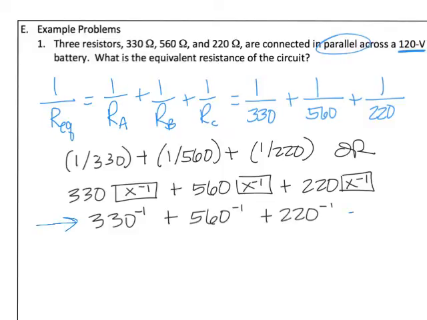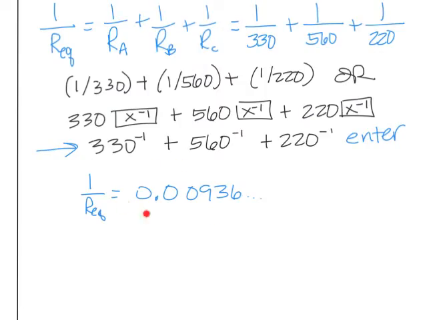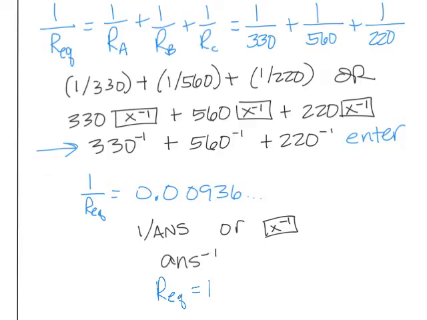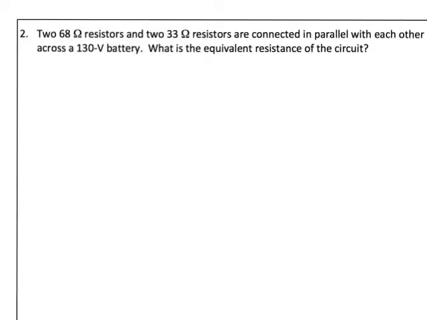And then when you hit enter, you're going to get a decimal. And remember that this decimal number is actually equal to 1 over the equivalent resistance, so we do need to take the inverse again. You could do 1 divided by the answer, or you could simply hit that x to the minus 1 key and your screen would show up as answer to the minus 1. So once you hit enter, you will get a final answer for the equivalent resistance of 106.8, and then remember that resistance is measured in ohms, so include your units. Now you can try one.